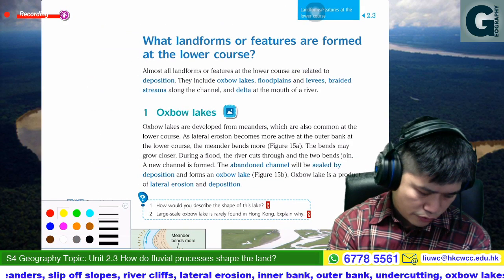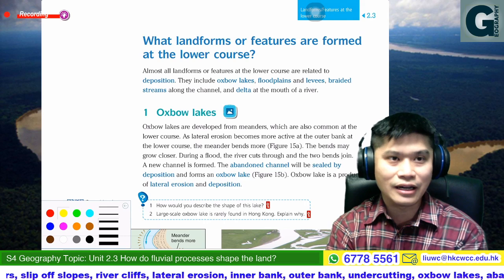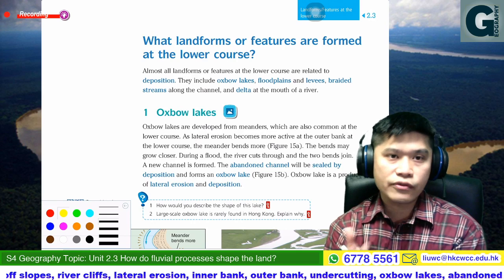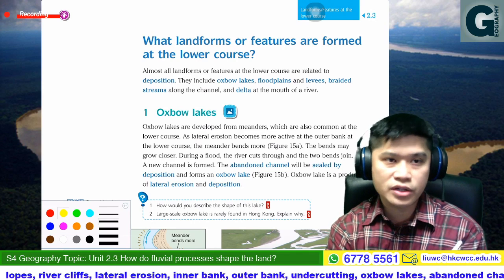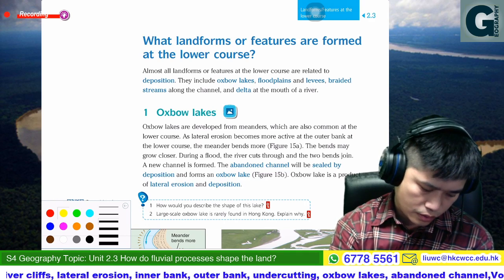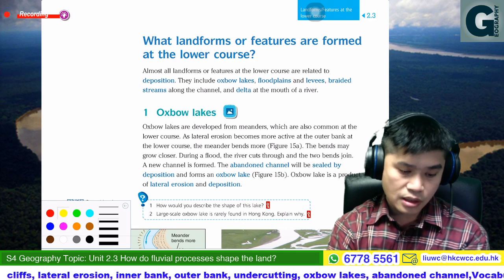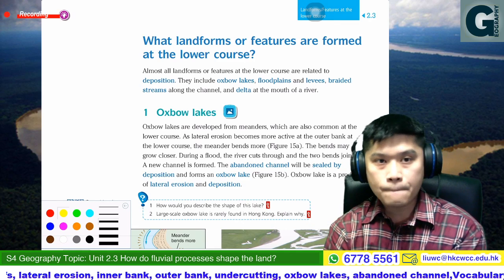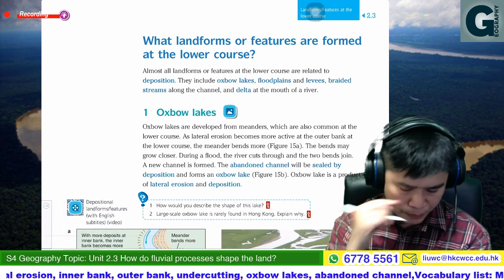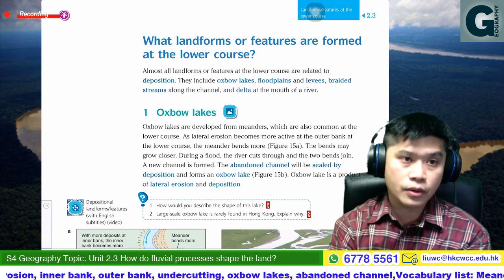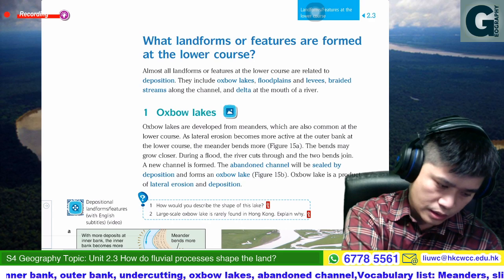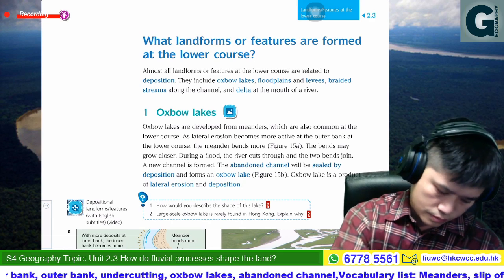For the lower course, as there are too many landscape features, I don't think I can finish all the features today. So therefore, I'll just talk about one feature in the lower course today. So let's have a look. What would be the characteristic in the lower course first? Compared to the upper course and middle course, the energy, or first you may say the discharge?